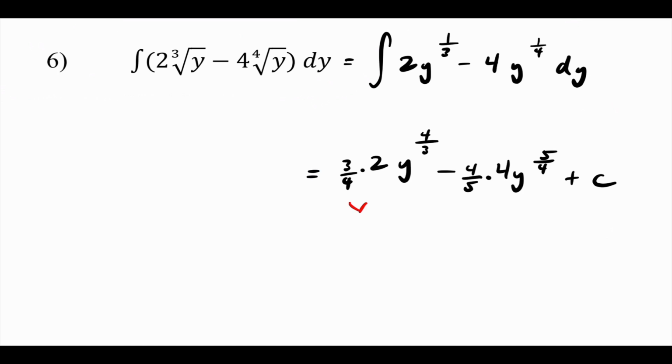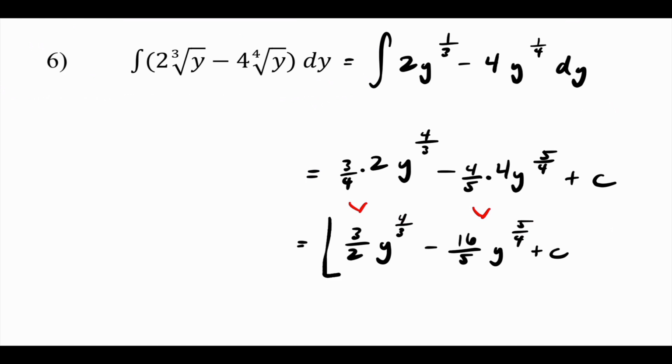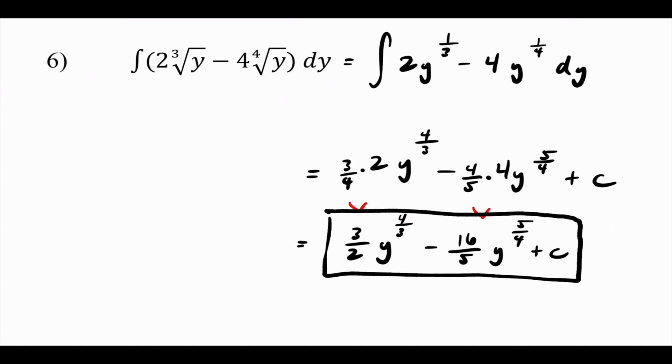Okay, so now we got to multiply. Multiply and we're done. 3/4 times 2, you get 6/4. 6/4 can be reduced to 3/2. 4/5 times 4 is 16/5. That one can't be reduced. Done.